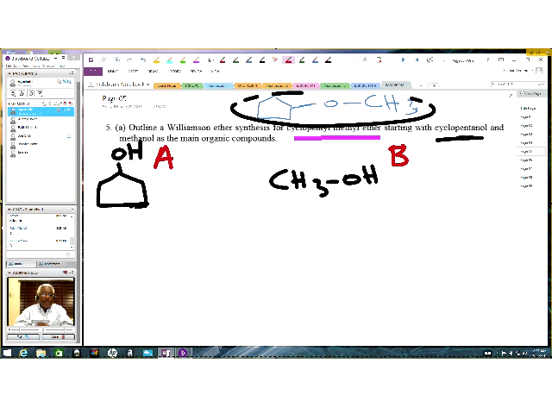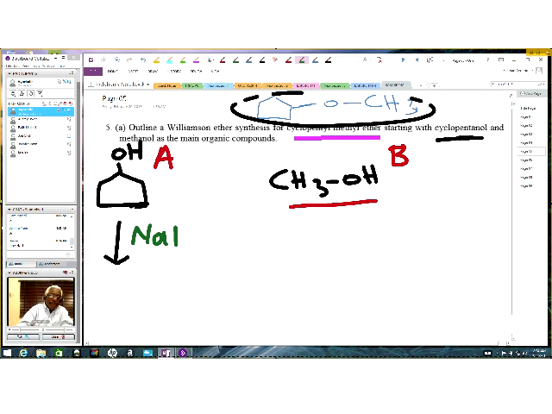That is correct. It is A because in this case, you are dealing with a secondary alcohol. So therefore, that means that the alkyl bromide must come from B, because that would be a methyl alkyl bromide. So now what do we need to do? The first thing we need to do is take this molecule here and convert it to the alkoxide. To do that, all you need to do is take sodium hydride and react it with an alcohol, and you form the alkoxide.